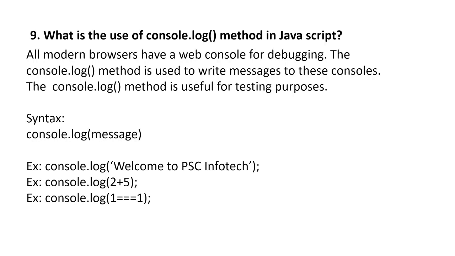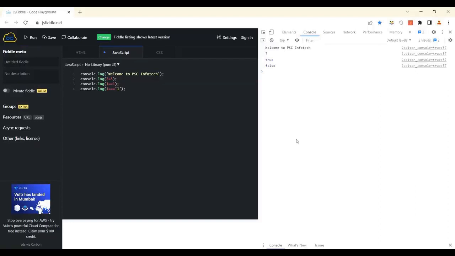The syntax of the console.log method is console.log(). Inside the log method we write our message. For example, console.log("welcome to pscinfotech"). console.log(2 + 5) displays 7. console.log(1 === 1) displays true.